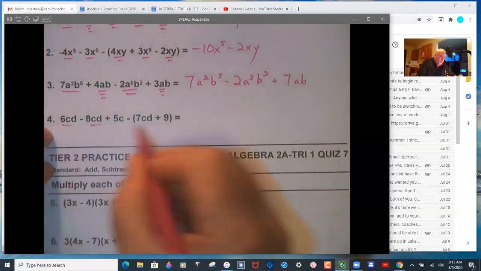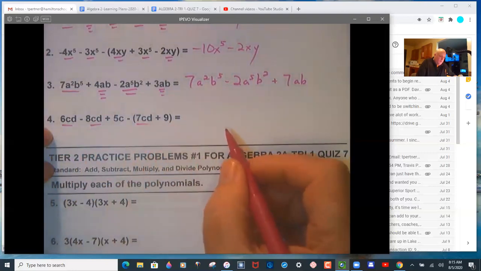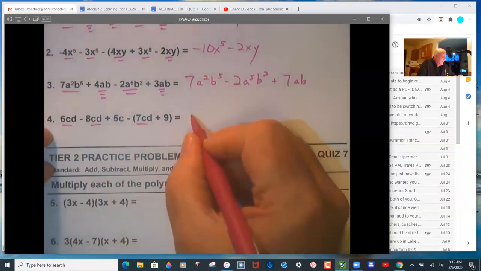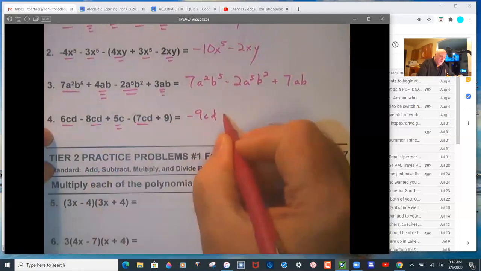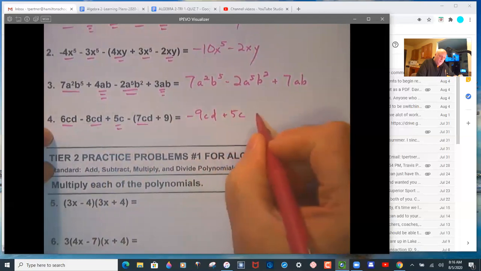And then here, boom, boom, boom. So negative 2 minus 7, negative 9cd. Plus 5c minus 9.